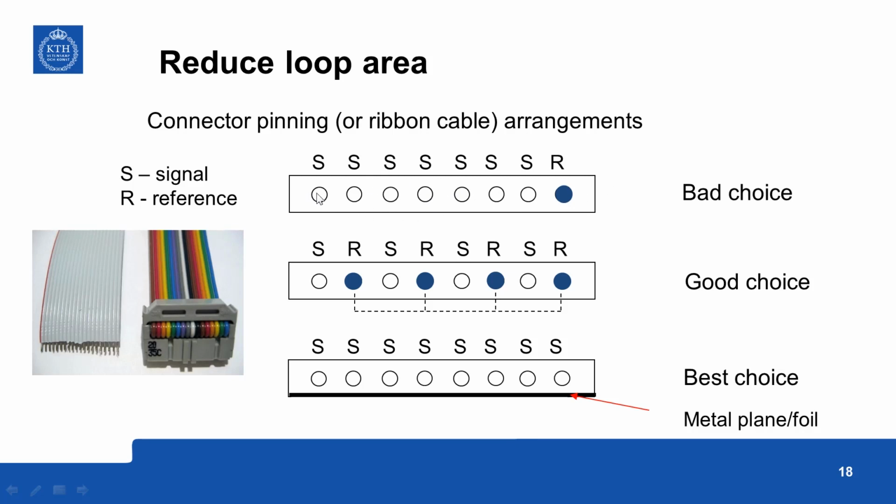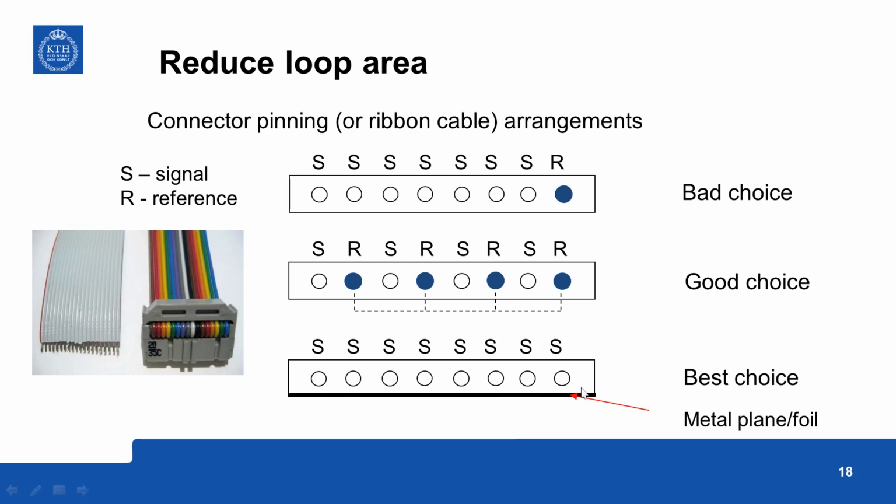So if you have a source here, you create a lot of strong coupling to all other conductors, and you introduce noise in the other circuits. So this would be a good choice, interspersed reference conductors. So this is one circuit, 2, 3, 4, like that. So you have less coupling between the circuits now. So that's a good choice.